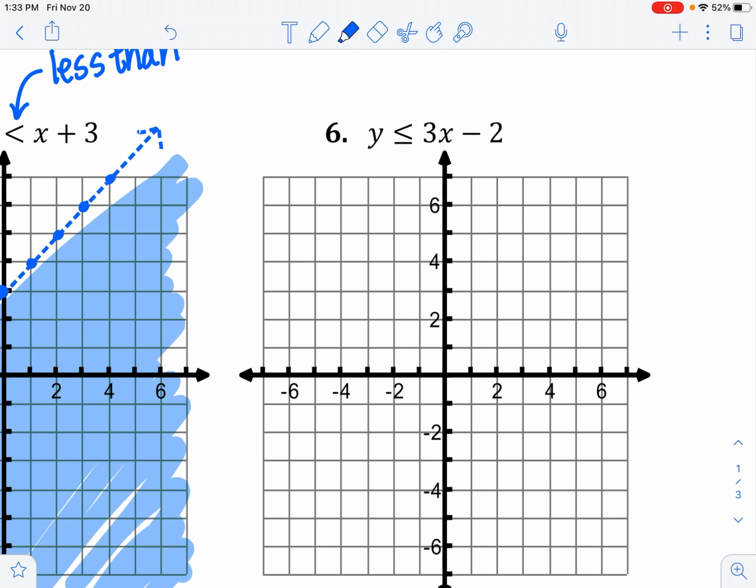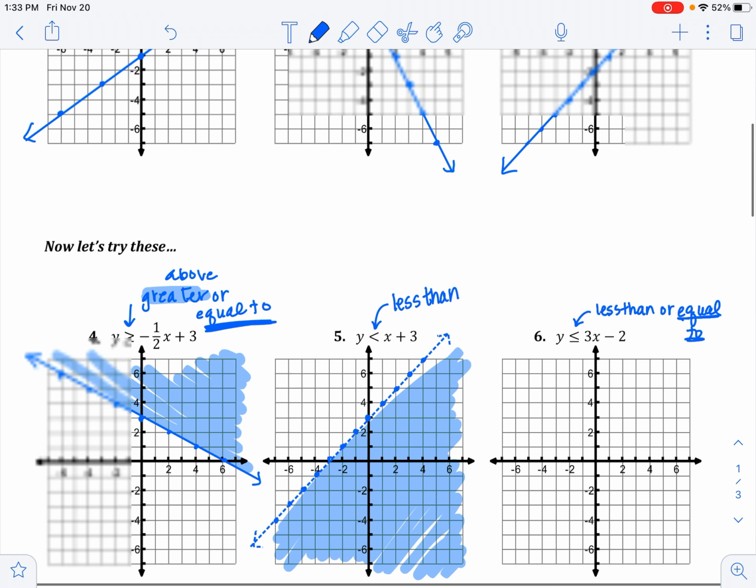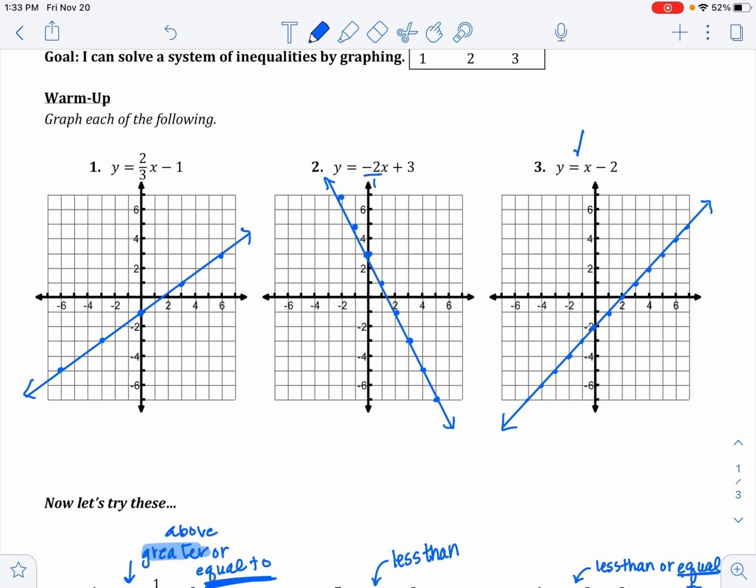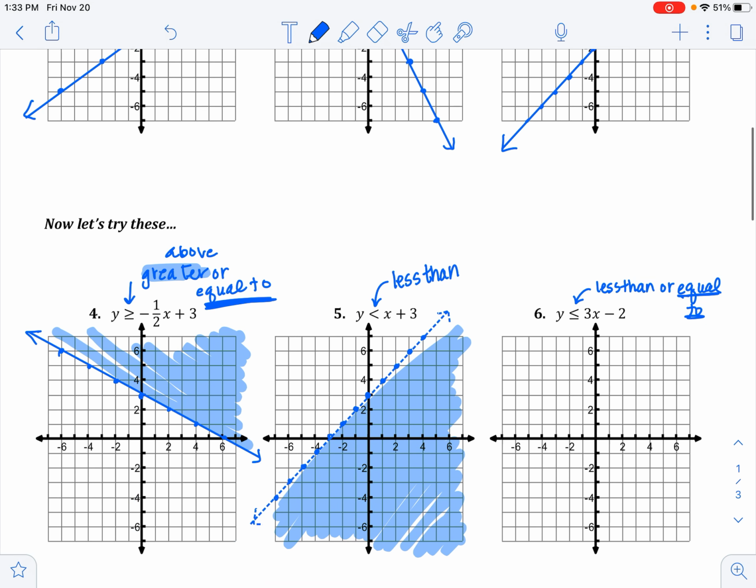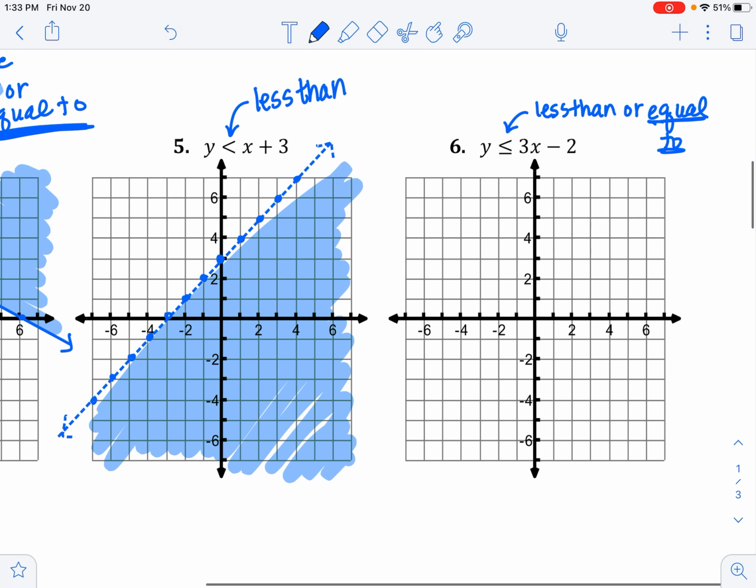Okay, next one, y is less than or equal to 3x minus 2. So once again, this is less than or equal to. Equal to means I'm going to put a solid line in. Just like up here, so everyone realizes this is equal to, this is equal to, so solid lines in. No shading because it's not values greater than or less than that. It's just equal to.